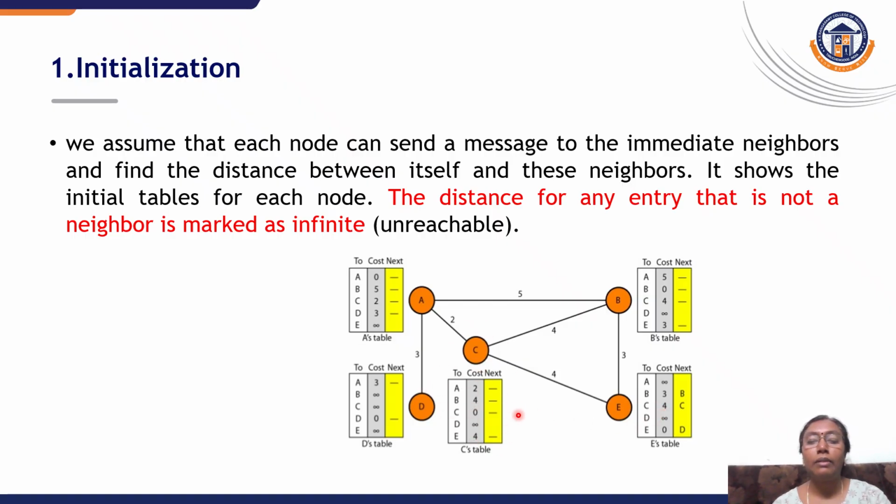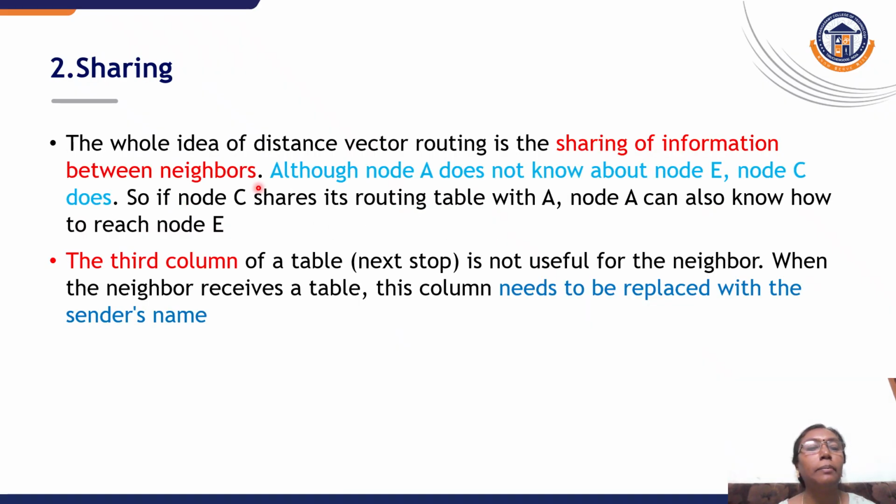The routing table will be updated by means of this information. Each node will share its information about the distance with its neighbors. The second step is sharing. The whole idea of distance vector routing is the sharing of information between the neighbors. Although node A does not know about node E, node C does.